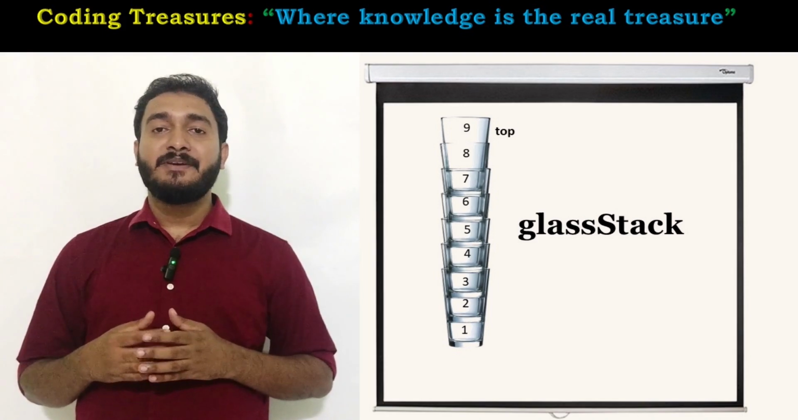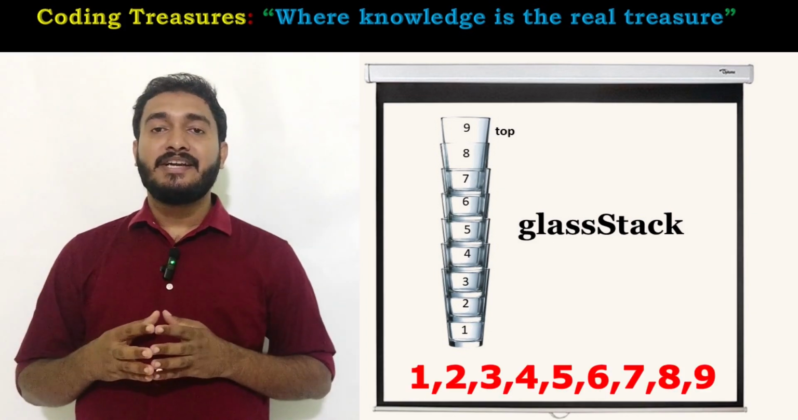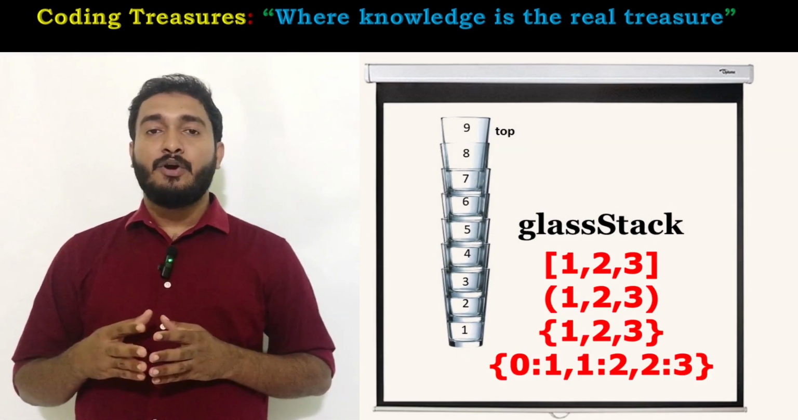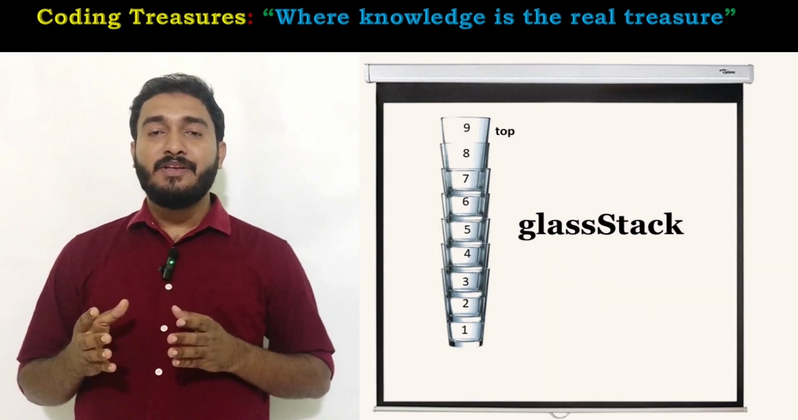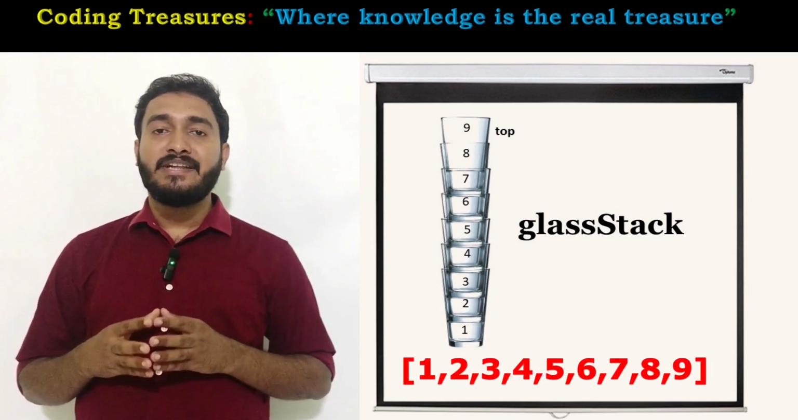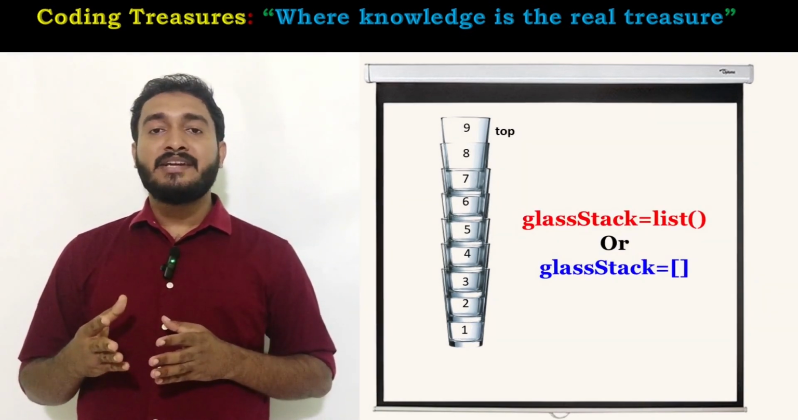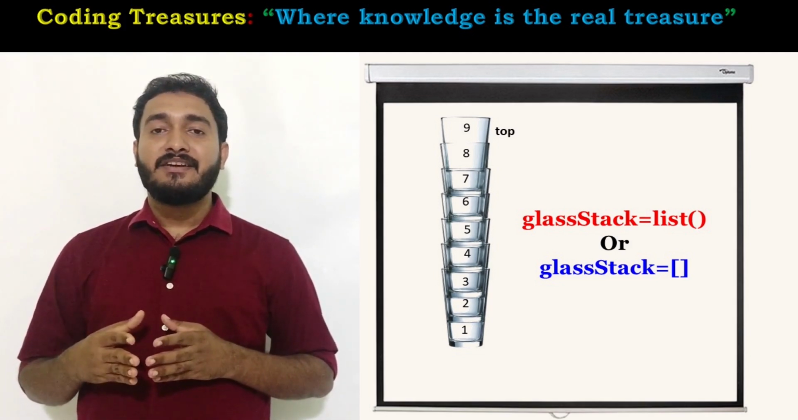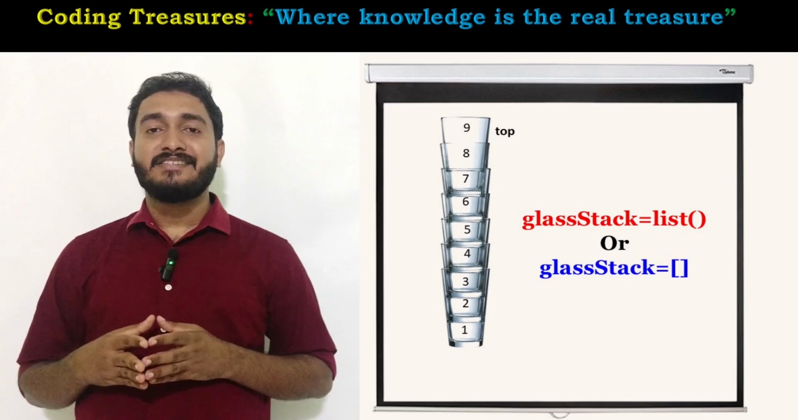How do you create a stack using Python programming language? We know that stack is a sequence, right? We have multiple elements in a stack. So we have different sequences in Python, right? We have array, we have list, we have tuple, we have set, etc. But the most convenient data type is list. So we are using list to create stack. So we can create an empty list. How to create an empty list? We can write glass_stack equal to list function, or we can write glass_stack equal to empty square brackets. Both these will create a list.